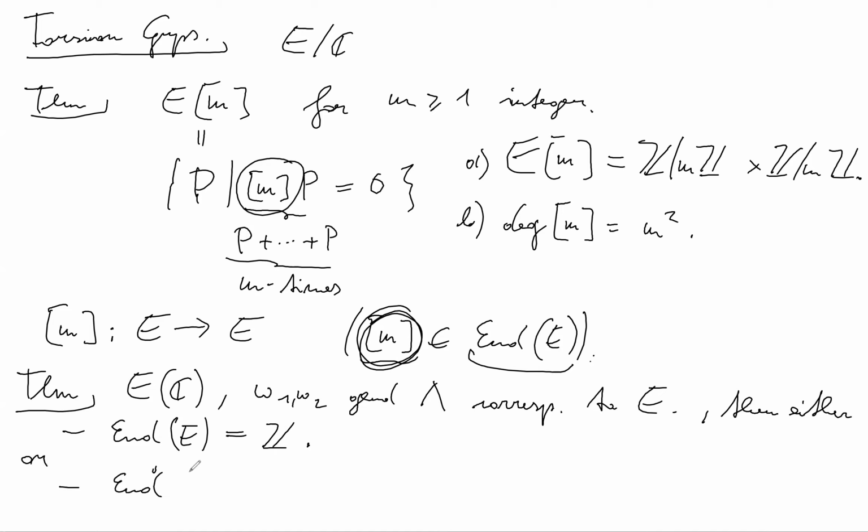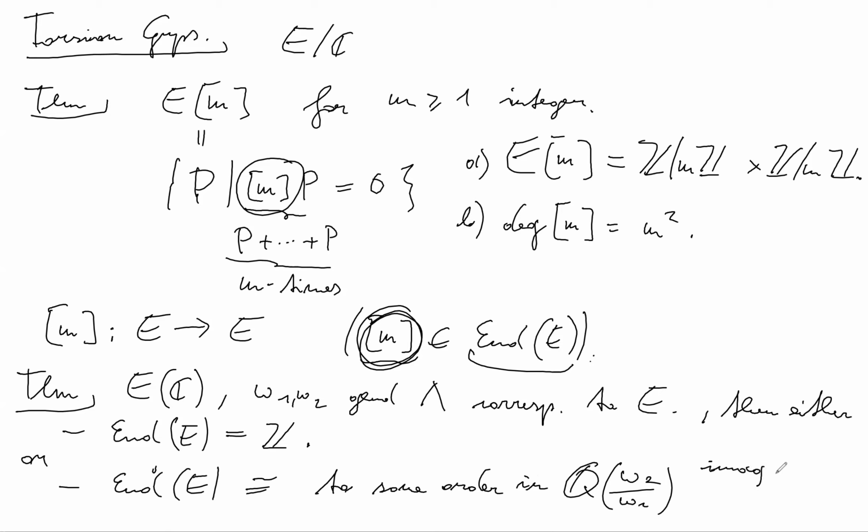The endomorphism ring of E is a bit bigger. The endomorphism ring of E is actually isomorphic to some order in this imaginary quadratic extension of Q, and the extension is generated by omega 2 over omega 1. And this is an imaginary quadratic extension of Q. Okay?